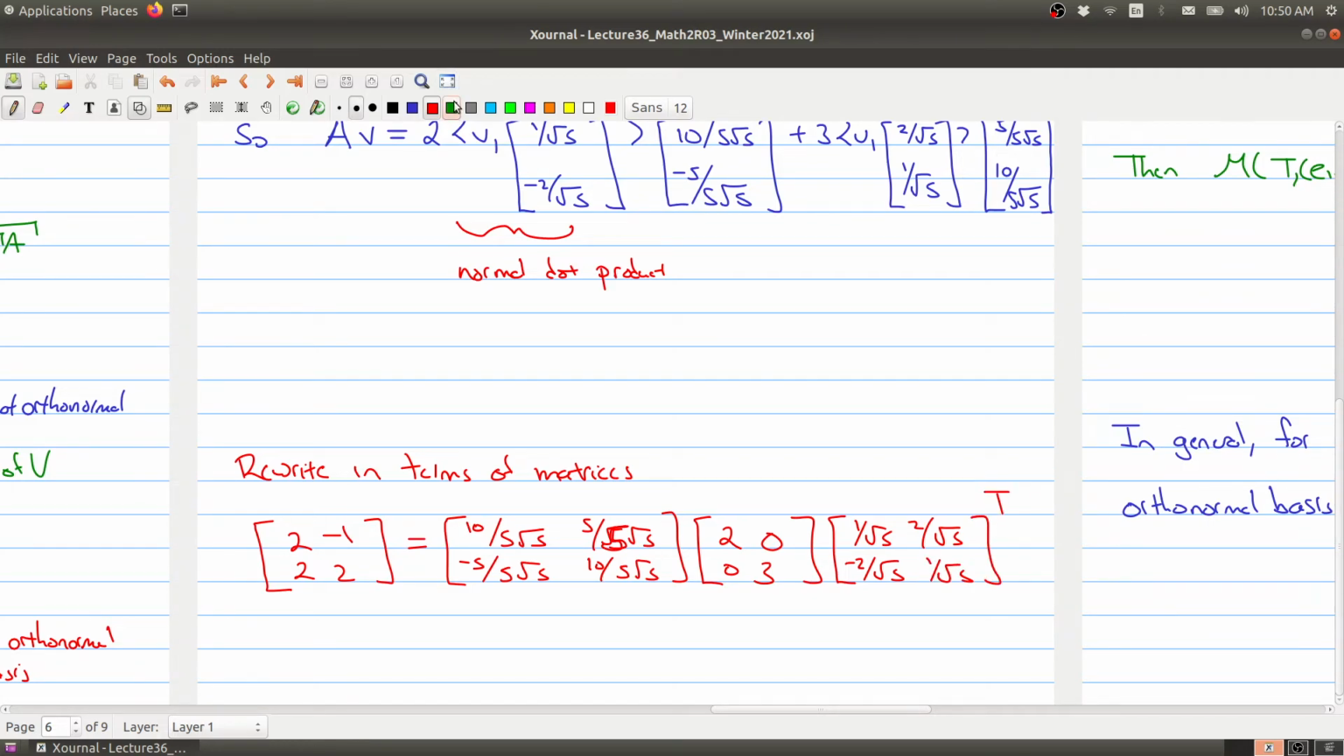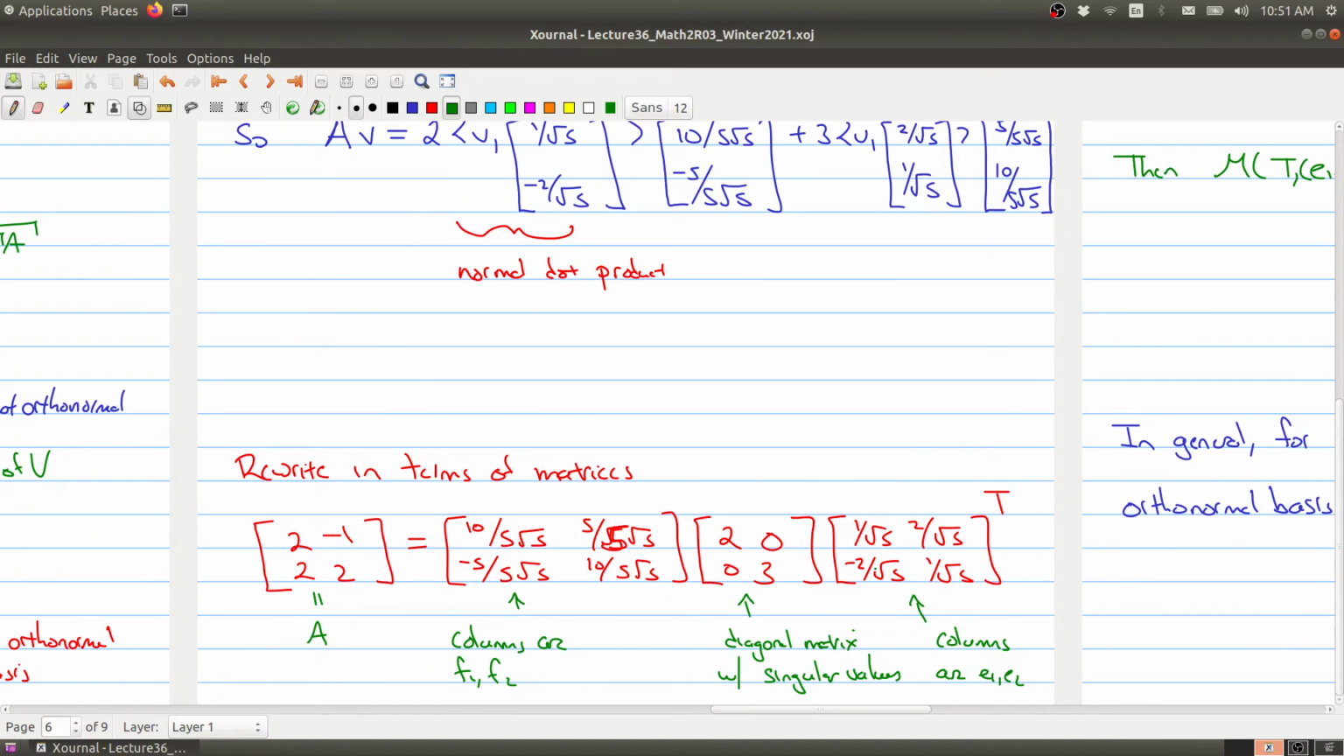I'm doing everything over the reals. There are similar things for the complex numbers. Notice here is our original matrix A. Here is a diagonal matrix with the singular values. Here, the columns are F1 and F2. And in this matrix, the columns are E1, E2, but you have to remember that you're taking the transpose.